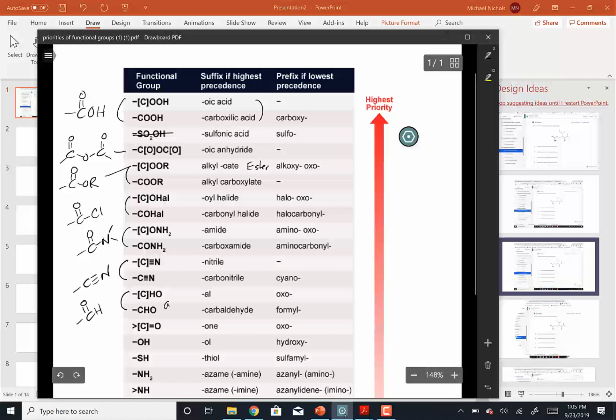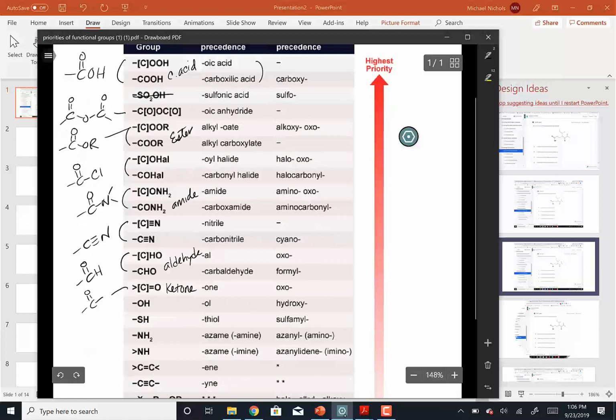And so aldehyde, and amide, and then ester, as I wrote there. Okay. And then carboxylic acid up here. And then the last one is going to be a C double bond O with two alkyl groups on either side. That's going to be your ketone functional group. And then we're down with the rest of those. Those are just alcohols and amines, double bonds, triple bonds.